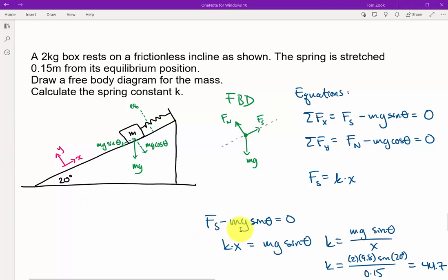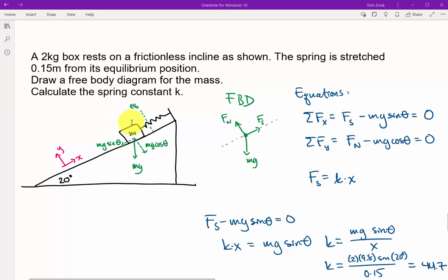So I've got spring force minus mg sine theta equals 0 from up above. I went ahead and added mg sine theta to the other side, replaced spring force with k times x. Then I solve for k, take mg sine theta over x, plug in the numbers, and I get 44.7. Now I kind of ran out of space to write the units there, but that's 44.7 newtons per meter of stretch. So at 0.15 meters of stretch, we're not going to get 44.7. We're just going to get enough force to prevent that sliding component of weight from accelerating the object downhill. It's being held at rest because those two forces are in equilibrium with each other.